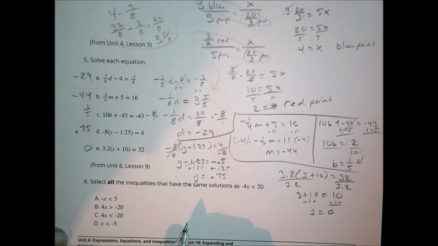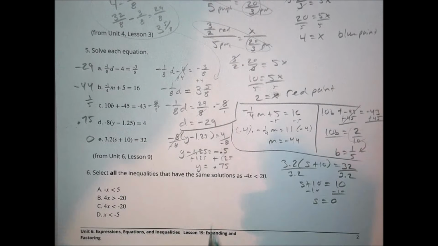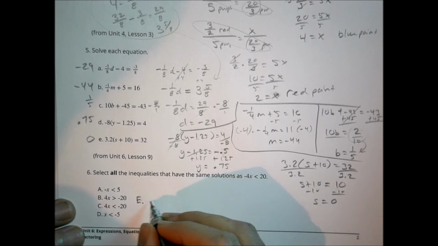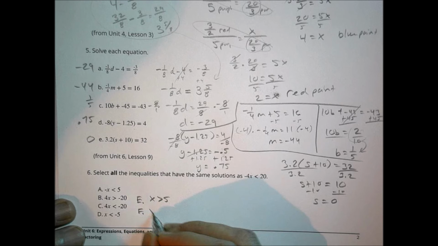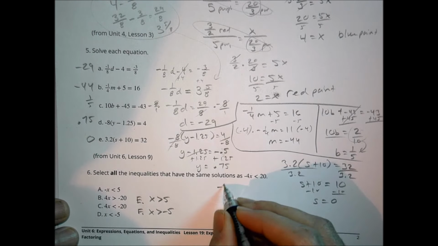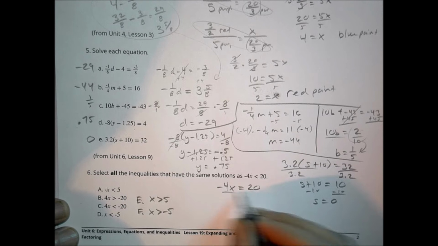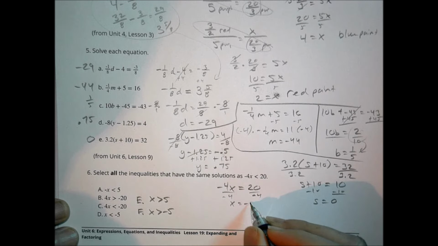All right, and our last one, I think it's our last one here. Yep. Last one, we have choices A, B, C, D. We also have choice E, which is x is greater than 5, and choice F, which is x is greater than negative 5. So let's set this up. We have negative 4x, and I'm going to make it equal to 20 to start with. Divide both sides by negative 4, so that x is equal to negative 5. That becomes my boundary, my limit.